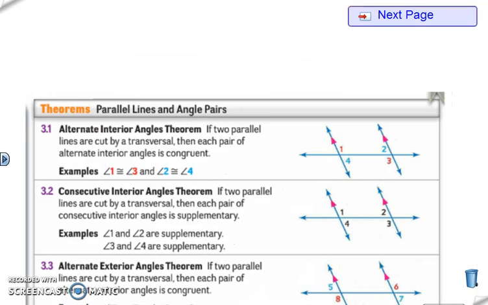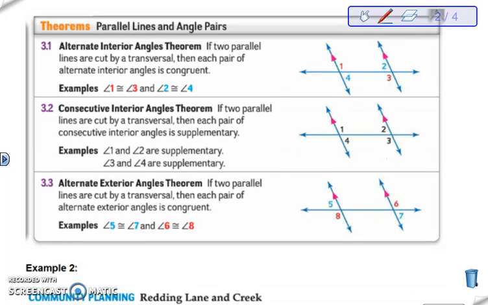Okay, so if you notice, this box is talking about the same sets of angles that we talked about last time. So alternate interior, consecutive interior, and alternate exterior. This is telling us which sets of angles match up and which sets of angles are supplementary.